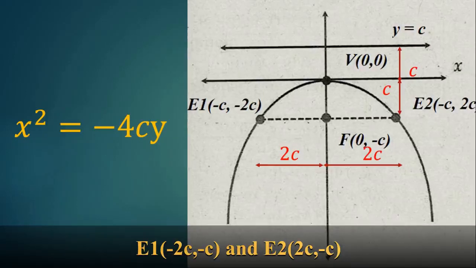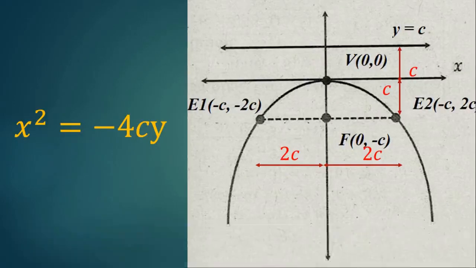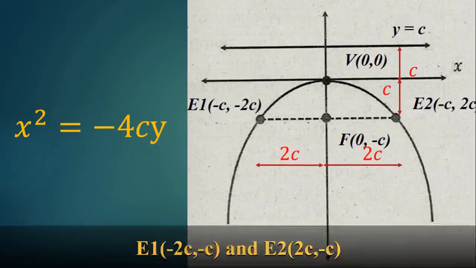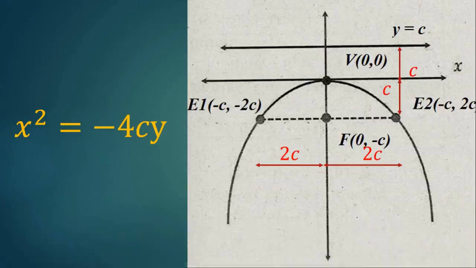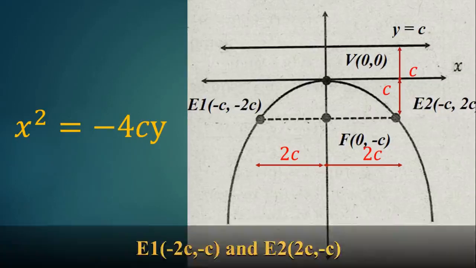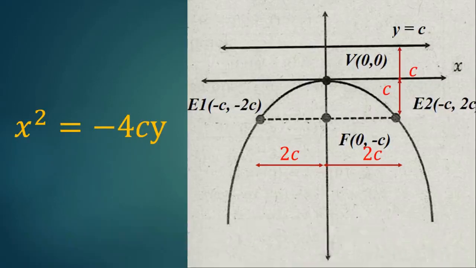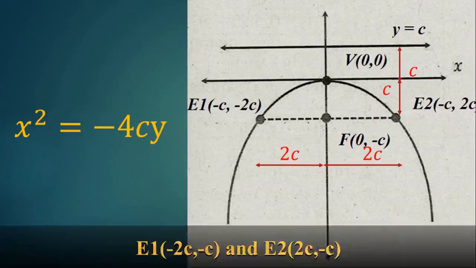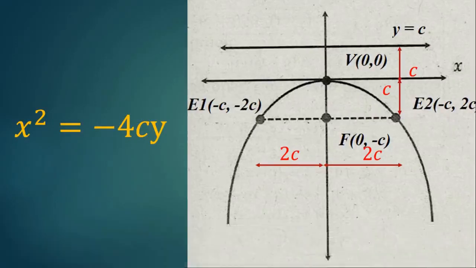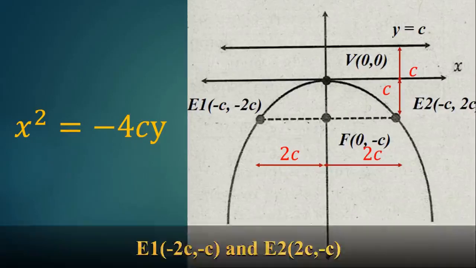So, yun yung ating four equations of the parabola. First equation is y squared equals 4cx. Second is y squared equals negative 4cx. Third equation is x squared equals 4cy. Last equation is x squared equals negative 4cy. Okay?